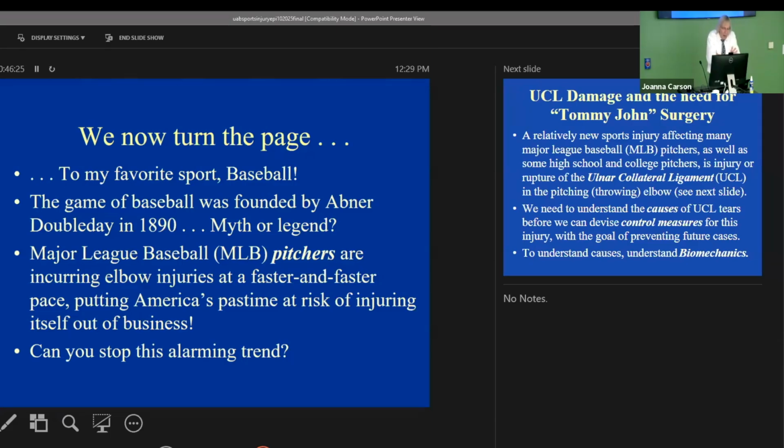Okay, so baseball. Abner Doubleday, there's a controversy, that's the name. Like in a crossword puzzle, who founded baseball? The answer is supposed to be Abner Doubleday in 1890. Whether that's true or not, it's a long time back. The current problem, maybe there are many in Major League Baseball, is injuries among pitchers, especially starting pitchers.